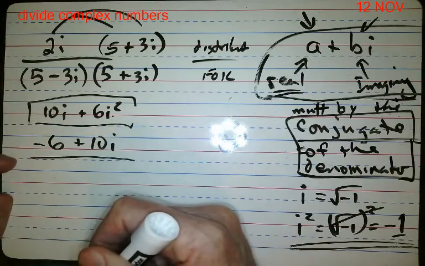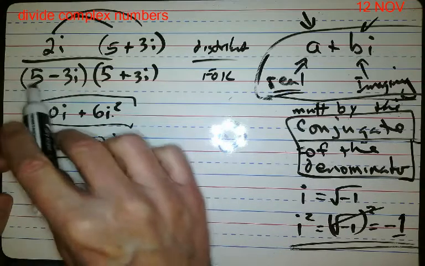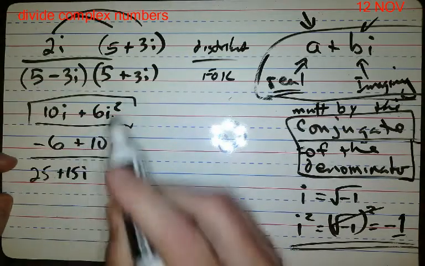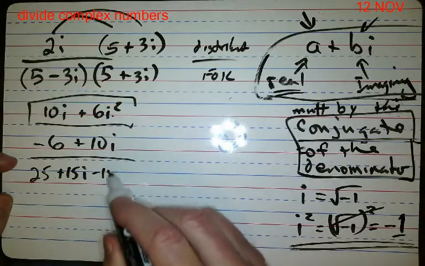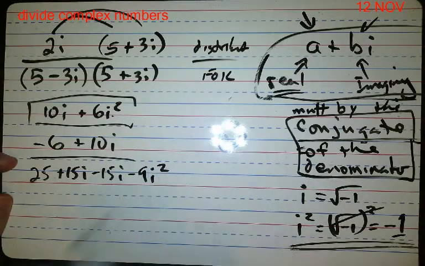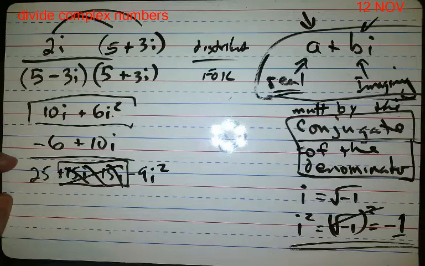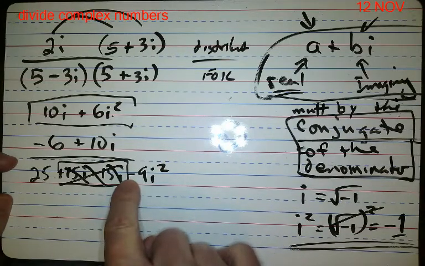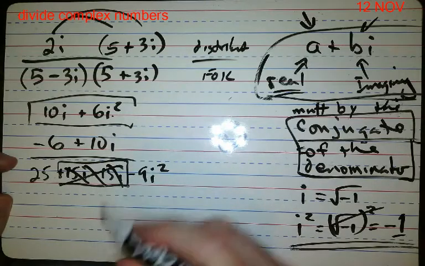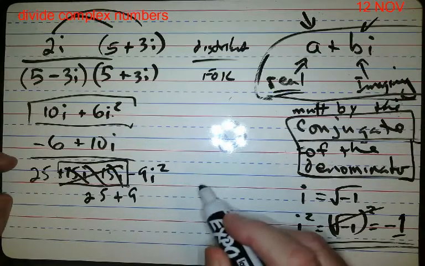What's on the bottom of the fraction? 5 times 5 is 25. 5 times negative 3 is negative 15i. And negative times negative is negative 9i squared. Once again, these are opposites. Conjugates will always, the i's will cancel out. I squared really is negative 1. Negative times negative is positive 9. So on the bottom we have positive 9 plus 25. What is that? 34? I think so. 34.